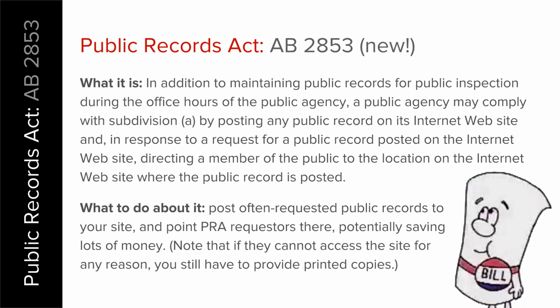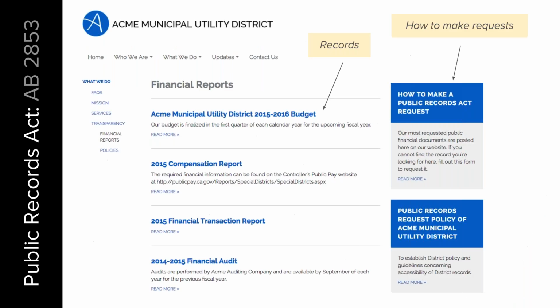Important to note that if they don't have internet access or they say they can't access your site, you still have to provide printed copies. This is just an example of putting your records right there on your website. So your compensation report, your financial transaction reports, all those different kinds of things, put them on your website, and then make it very clear how people can make Public Records Act requests.